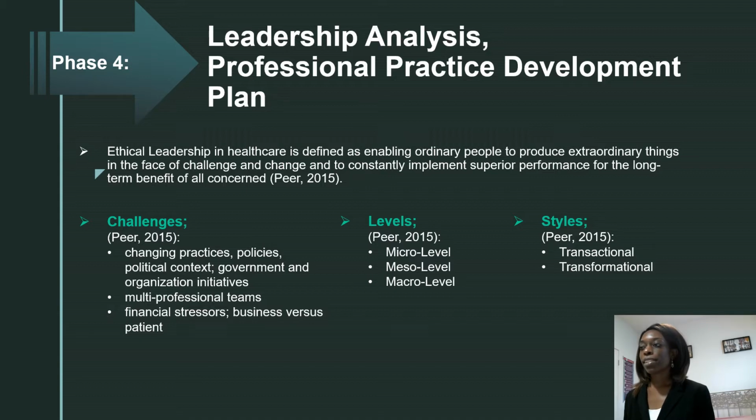Ethical leadership has different levels. Micro level involves role modeling in their work and in small teams. Meso level involves organizational discussions and policy development. And macro level involves the political involvement at a national or federal level.